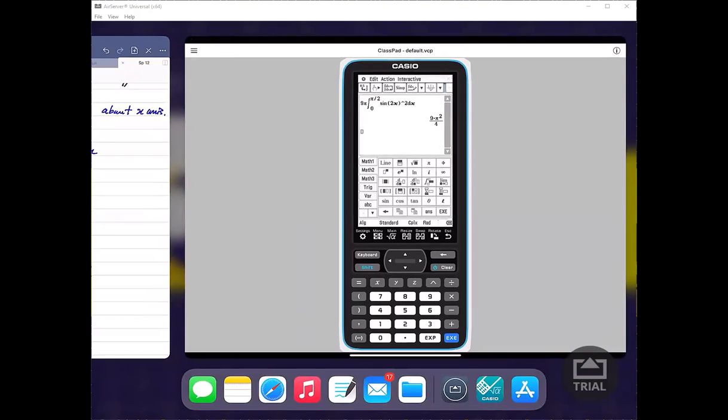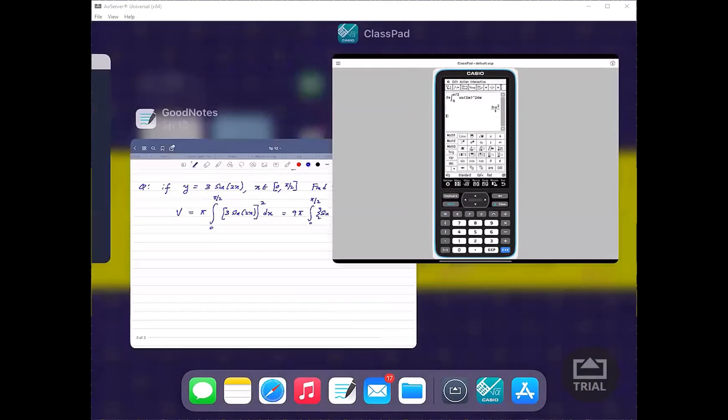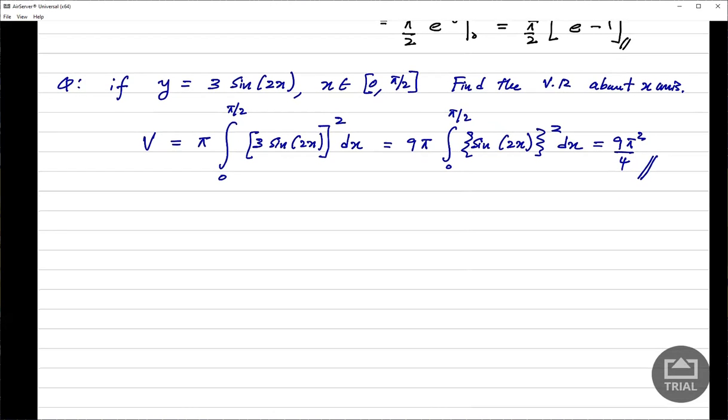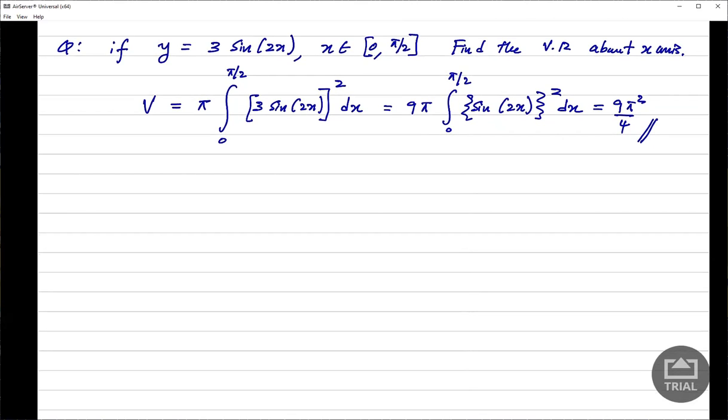So 9 pi squared divided by 4. Okay, so that part is fine. Okay, so now this one.